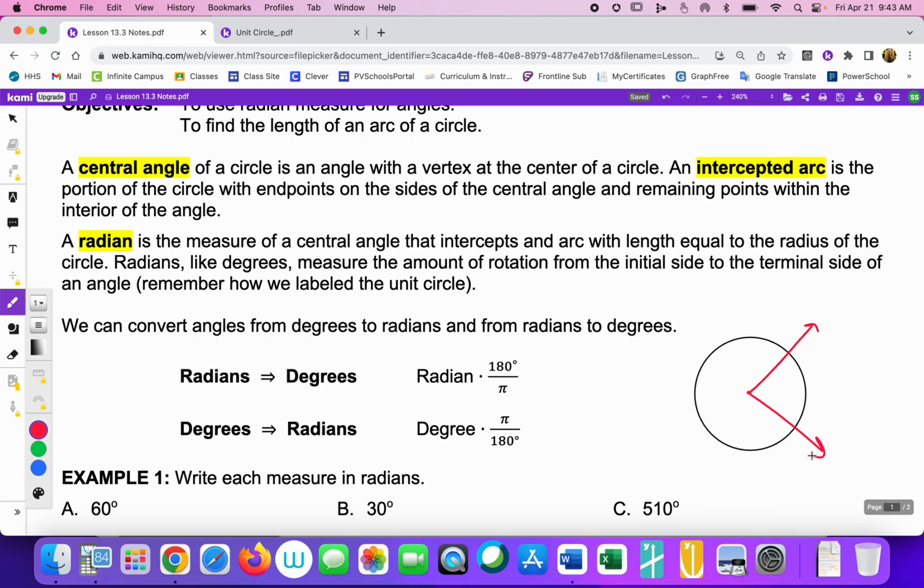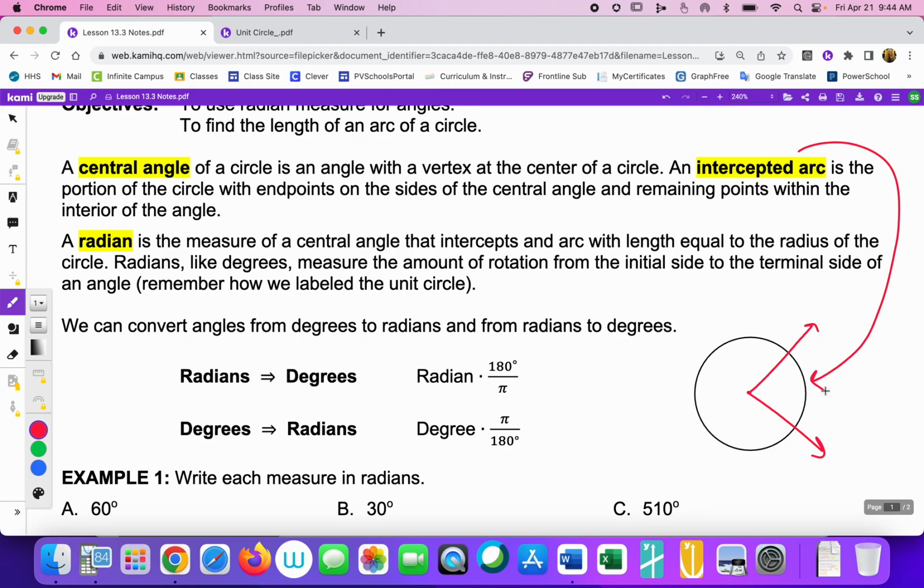An intercepted arc is the portion of the circle with endpoints on the sides of the central angle. So it's the arc in between the two rays. So intercepted arc, it's that arc between the two sides of the angle. You may have covered that in geometry, you may not have. If you did, you may not remember, so we're going to cover that again.